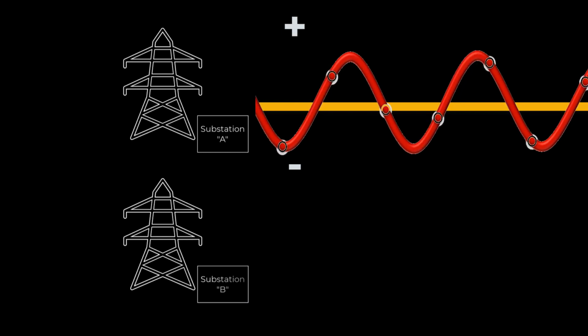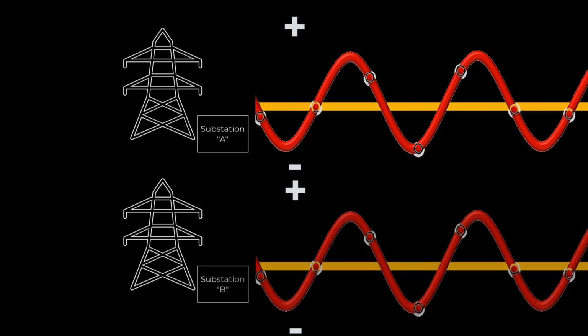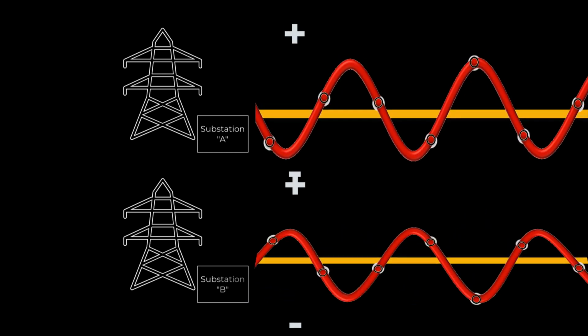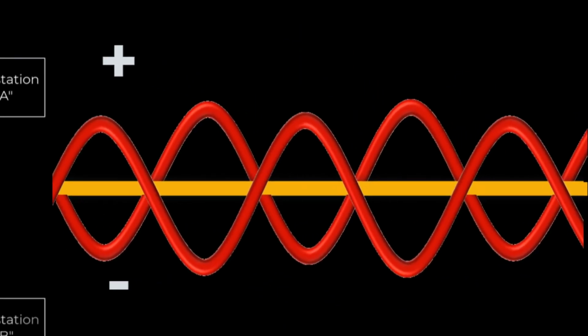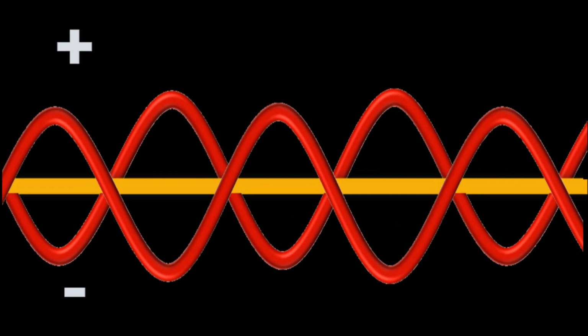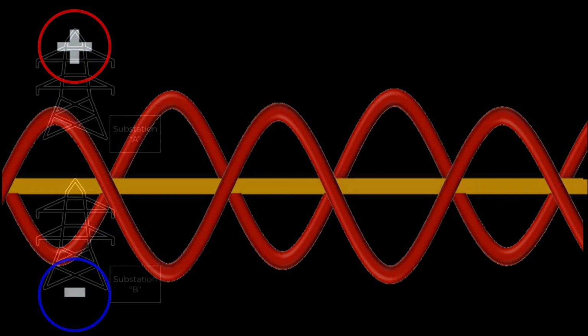The substations will produce electricity independently of each other. They are not synchronized in any way. So, if substation A produces a 50 Hz waveform that looks like this, and substation B produces a 50 Hz waveform that is 180 degrees out of phase, you get this. The plus and minus voltages will cancel each other out. This, by the way, is exactly the same technique used for active noise-cancelling headphones. A positive sound wave is met with a mirror image of itself, cancelling out the sound signal.